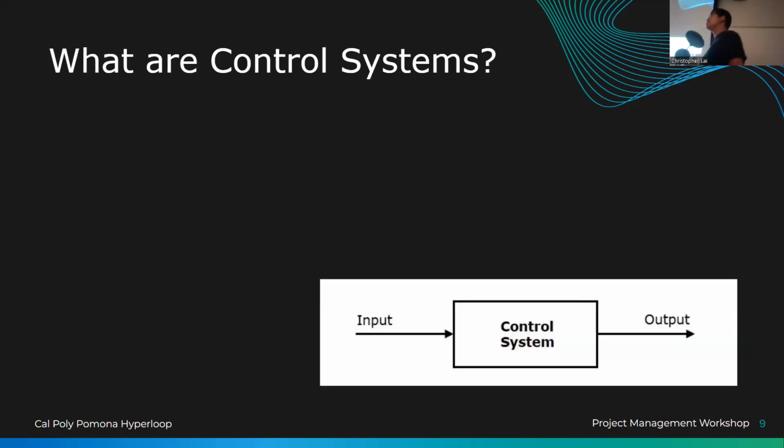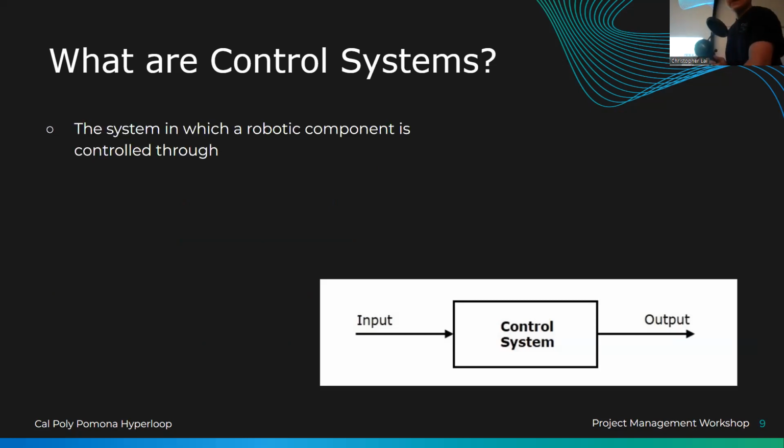Okay, let's talk about control systems. So control systems, again, biased towards robotics because I'm in robotics, but if you want to build your own robot, you have to understand control systems. A control system is the system through which the robotic component is controlled. So if you have a robotic arm, the control system is the method used to control the robotic arm, move it around, grip it, and so on.